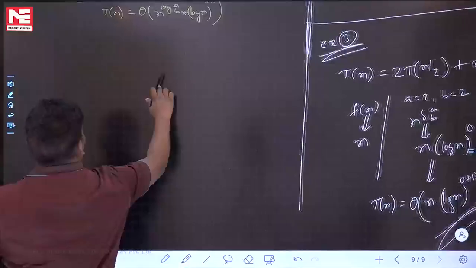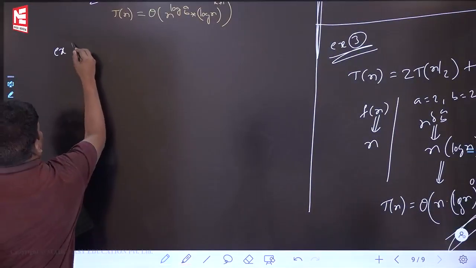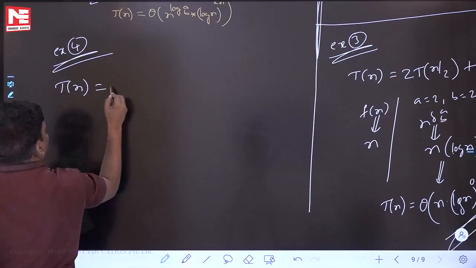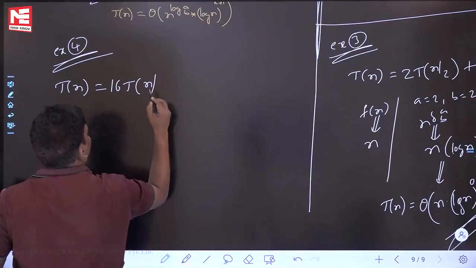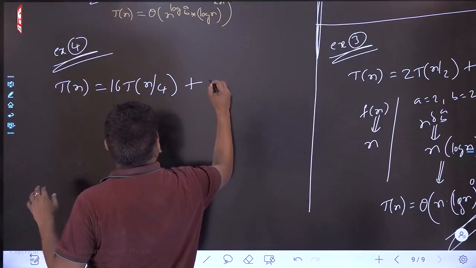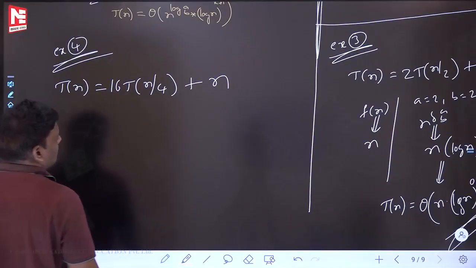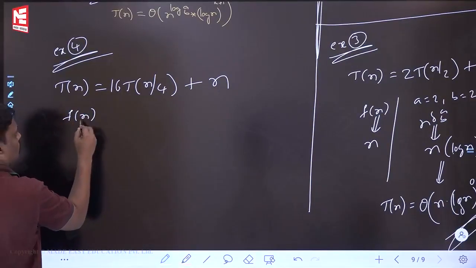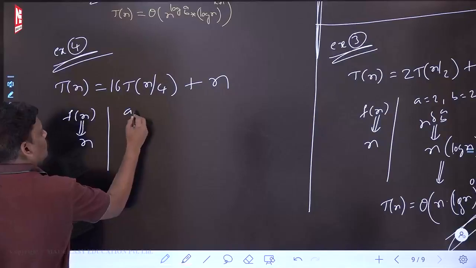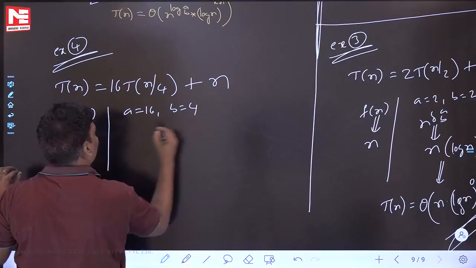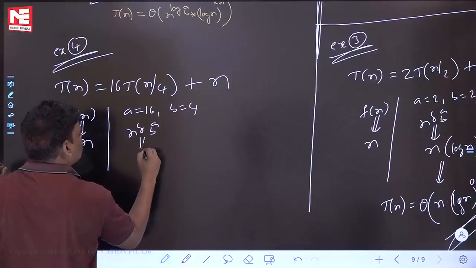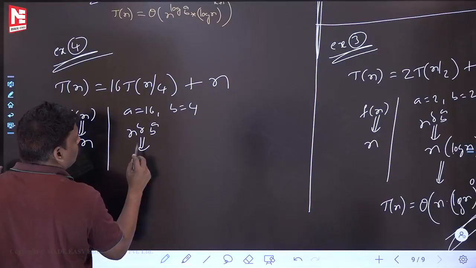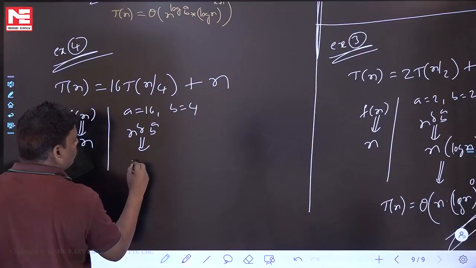See this. One more problem I am doing. Example 4. You only will give the answer. Let me check here. T(n) is equal to 16 T(n/4) plus n. This is the given problem. Let's see now. Easily you will give the answer. f(n) is n. a is 16, b is 4, n power log a base b, log 16 base 4. 16 can be written as 4 square, right? So n power log 4 square base 4. What is the answer? n square.